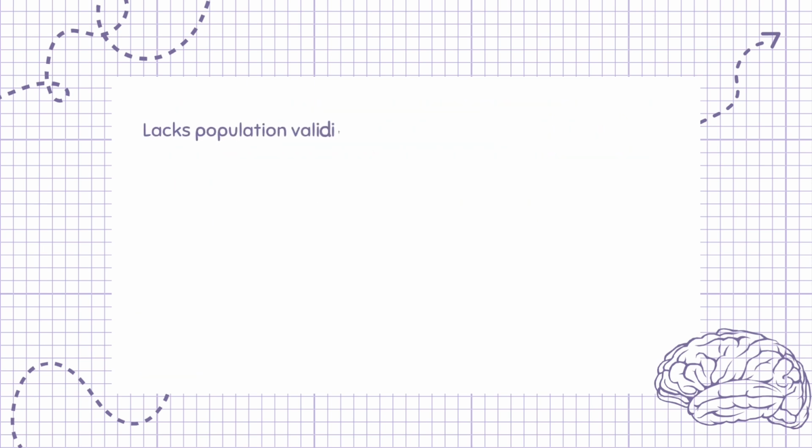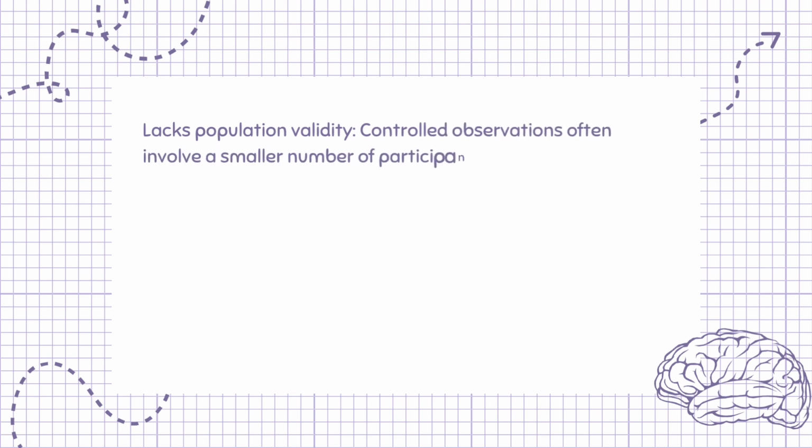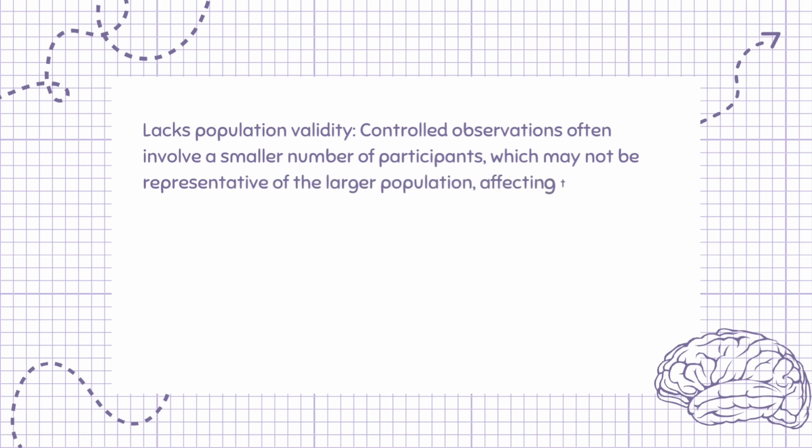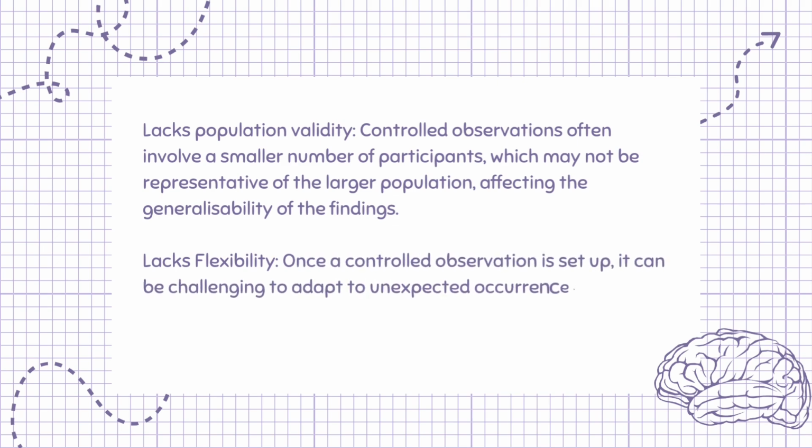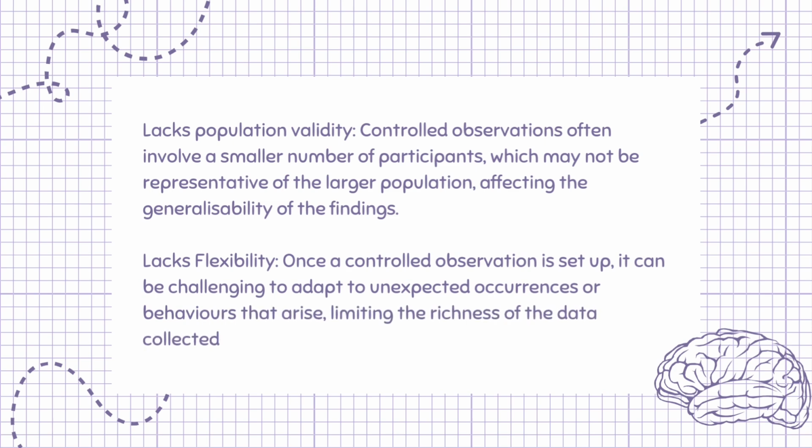Lacks population validity. Controlled observations often involve a smaller number of participants, which may not be representative of the larger population, affecting the generalizability of the findings. Lacks flexibility. Once a controlled observation is set up, it can be challenging to adapt to unexpected occurrences or behaviors that arise, limiting the richness of the data collected.